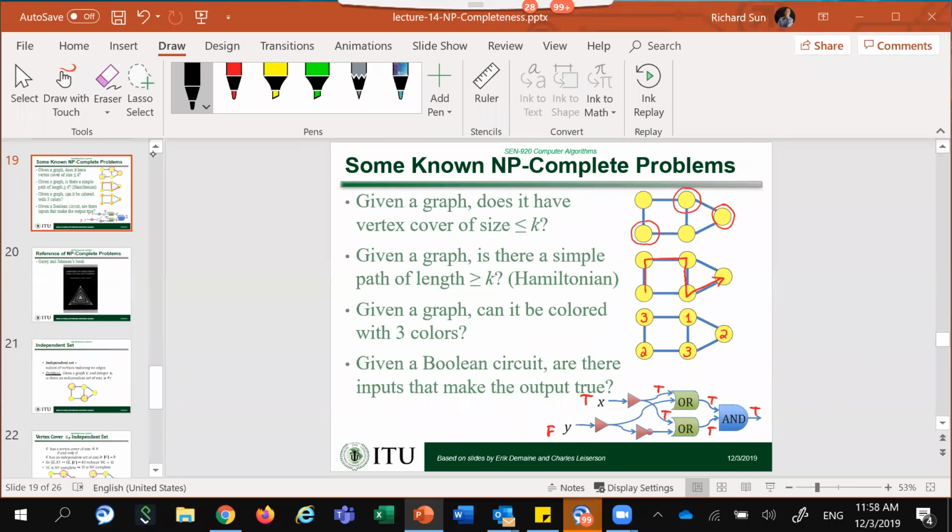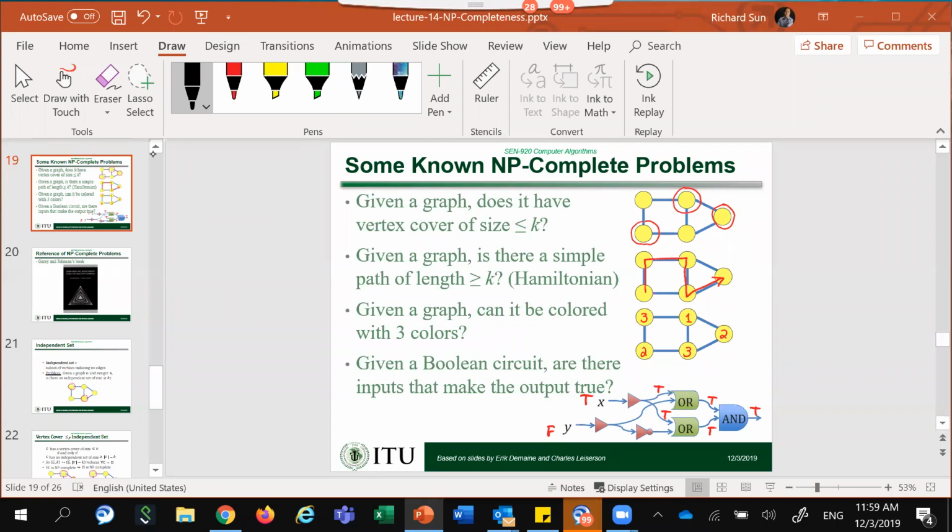And there are several known NP-complete problems, for instance this one. Given a graph, is there a simple path of length greater than or equal to k? So I give you a graph like that, of 5 vertices. Can you find a path with exactly 5 vertices? This is called the Hamiltonian path problem. Hamiltonian path problem is an NP-complete problem.